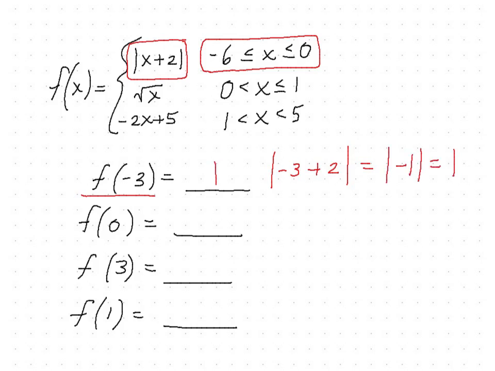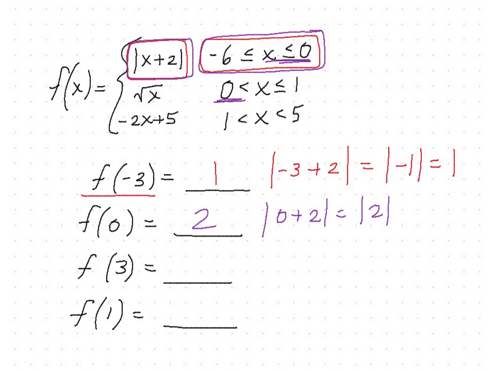Alright, let's try another one. F of 0. So you need to be asking yourself, where on these domain pieces does 0 fall? And notice, 0 is one of the cutoffs that I pointed out. We've got 0 here, and we've got 0 here. Which one do I want to use? I want to use the or equal to, right? So I want to use this function. I'm going to be using the absolute value again. So I'm going to do the absolute value of 0 plus 2. That's just the absolute value of 2, which is just 2.